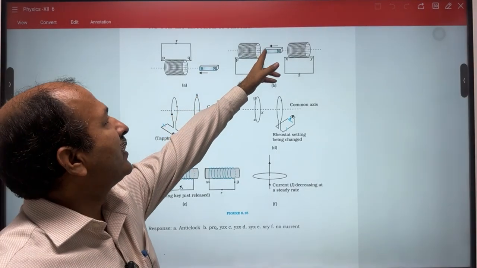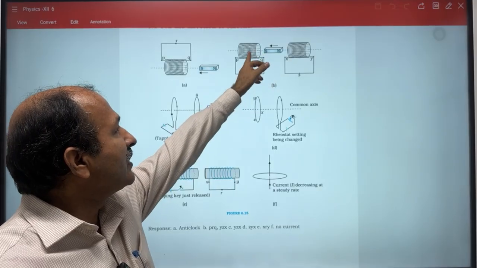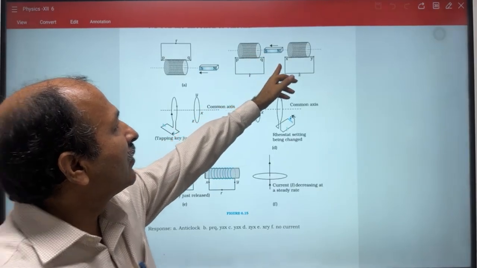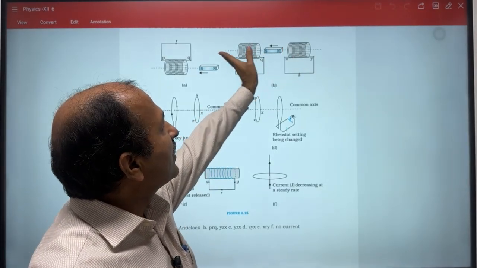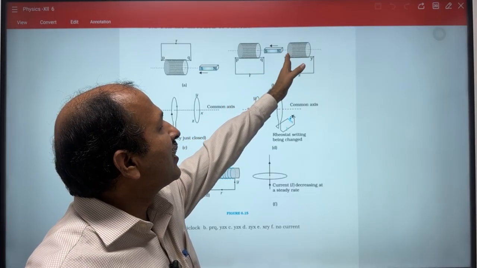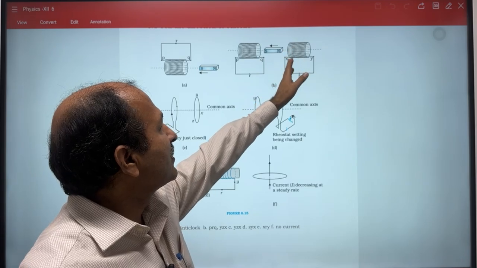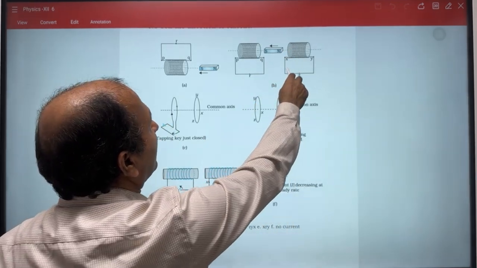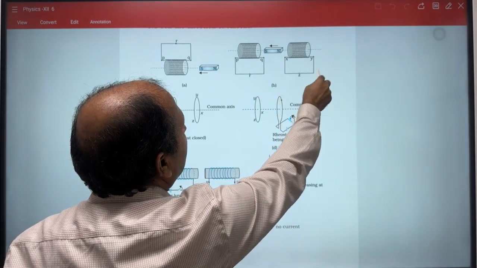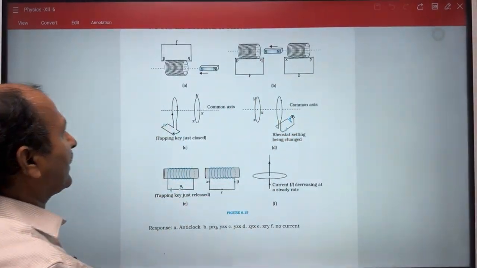Here this pole is approaching, S pole is approaching towards this coil. It means there should be S polarity. Here what is happening? N pole is being moved away. So here S pole should be developed so that there may not be relative motion, or relative motion may be minimized. So what will happen? Direction of current will be here in this will be X, Z, Y. Here it will be Q, R, P.